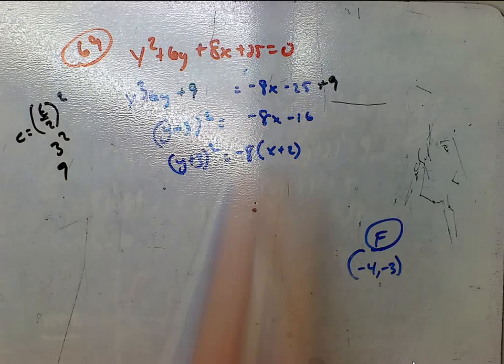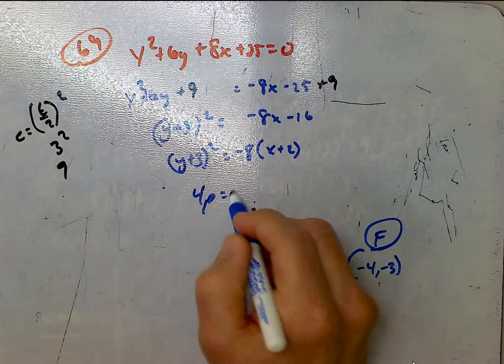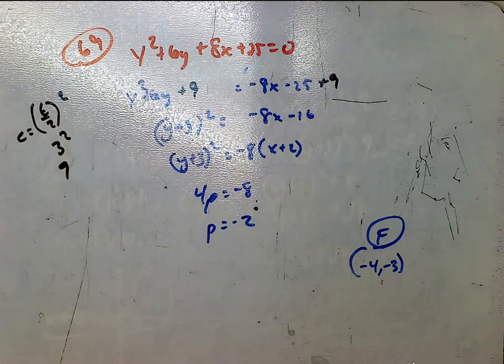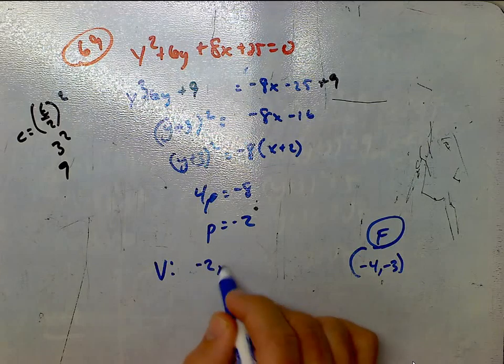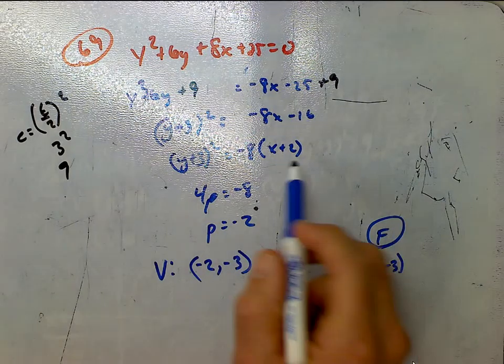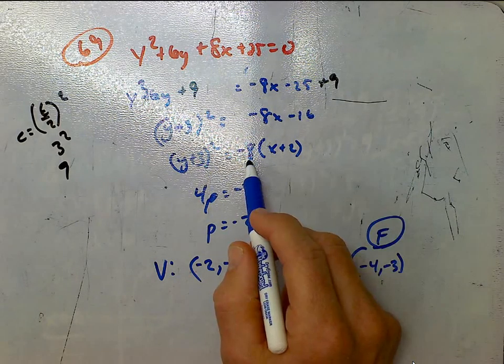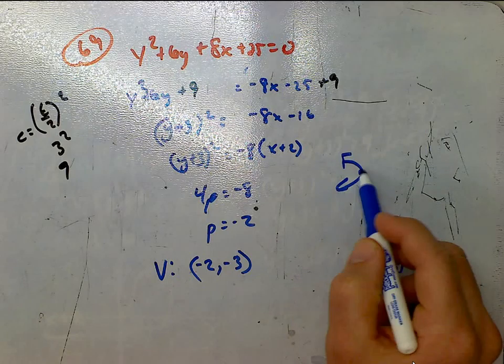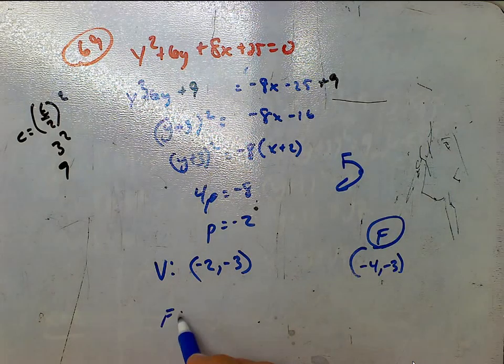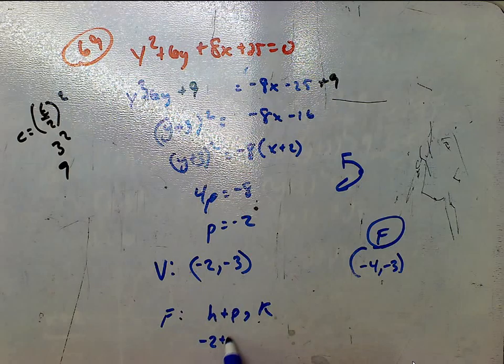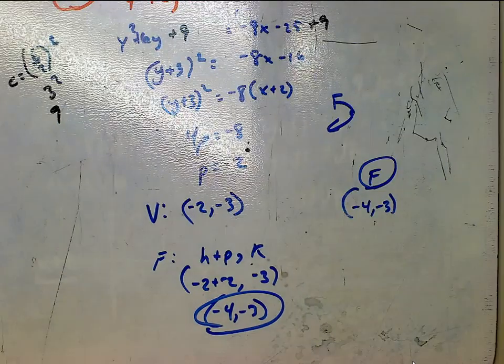So that tells me 4p equals -8, p must be -2. The vertex of this thing has got to be -2 comma -3. Since this is a y-squared parabola, it's going to open sideways, and then the p is negative, it's going to open this way. So that means to find the focus, it's going to be h plus p comma k. So -2 plus -2 comma -3. -2 plus -2 is -4. And that's how we get -4 comma -3 is the final answer.